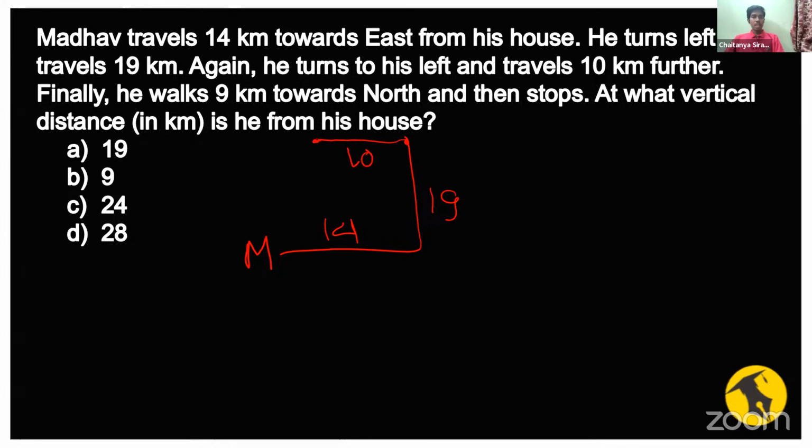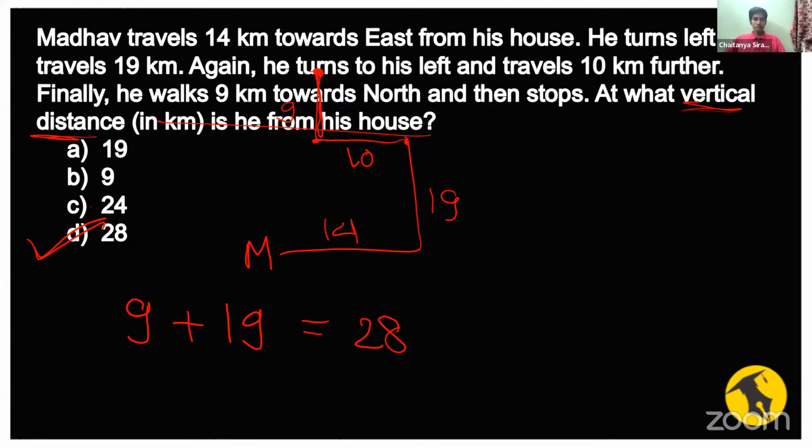He finally walks 9 kilometers towards north and then stops. So it will go into the question, but I hope it is visible. He travels 9 kilometers towards north. Now, at what vertical distance is he from his house? So we just have to find the vertical distance. It is nothing but 9 plus 19, which is 28. So the correct answer is option D.